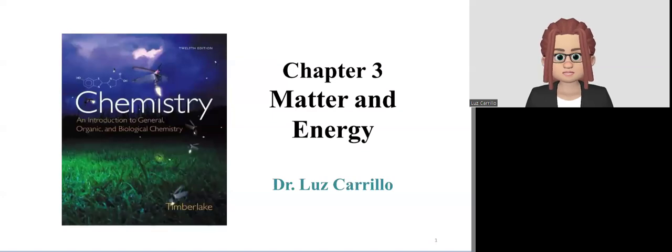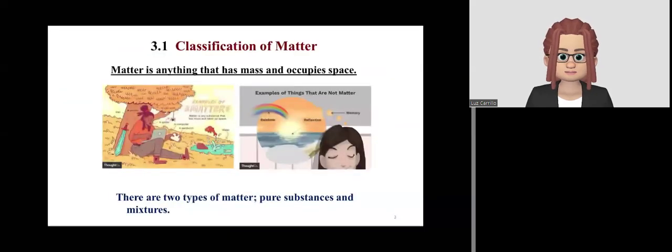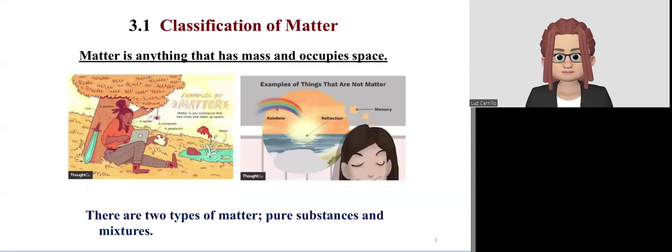In this video, we're going over the concepts of Chapter 3, which is titled Matter and Energy. In Section 3.1, we are going to learn what is the definition of matter, and we're going to learn how to classify it. By definition, matter is anything that has mass and occupies space.